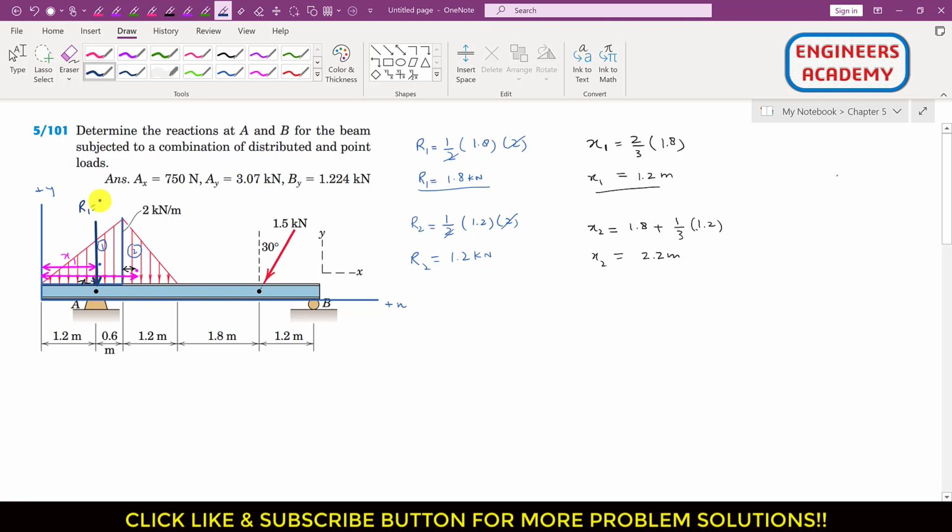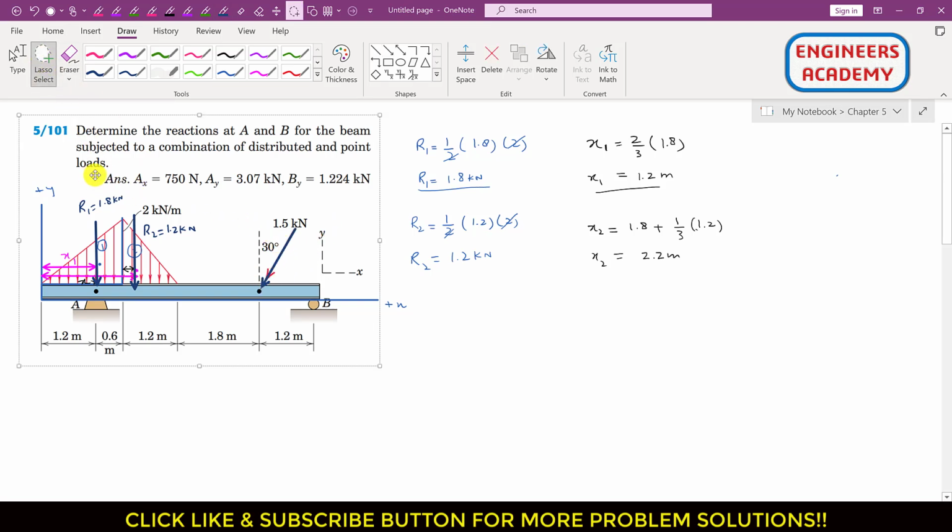So this is that R1, which is equal to 1.8 kilonewton, and similarly that R2, which is 1.2 kilonewton, is passing through this centroid, and this centroid is at a distance of 2.2 meters from this end of this beam. So this is that R2, which is equal to 1.2 kilonewton, right? And similarly we have this concentrated load here at this point, right, and it is making 30 degrees.